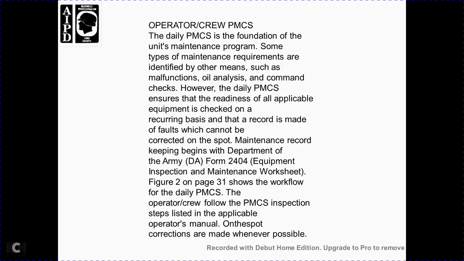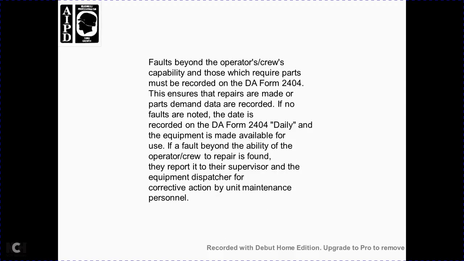Operator crew preventive maintenance check services inspections are listed and applicable with the operator's manual. Faults are corrected on the spot, but the corrections are made whenever possible. For faults beyond the operator crew's capability, the parts required are recorded on the DA Form 2404. To ensure repairs are made with the parts, faults are noted with the date and recorded on the DA Form 2404 daily, and the equipment is made available for use. A fault beyond the ability of the operator crew to repair is reported to the supervisor and the equipment dispatcher for corrective action by unit maintenance.